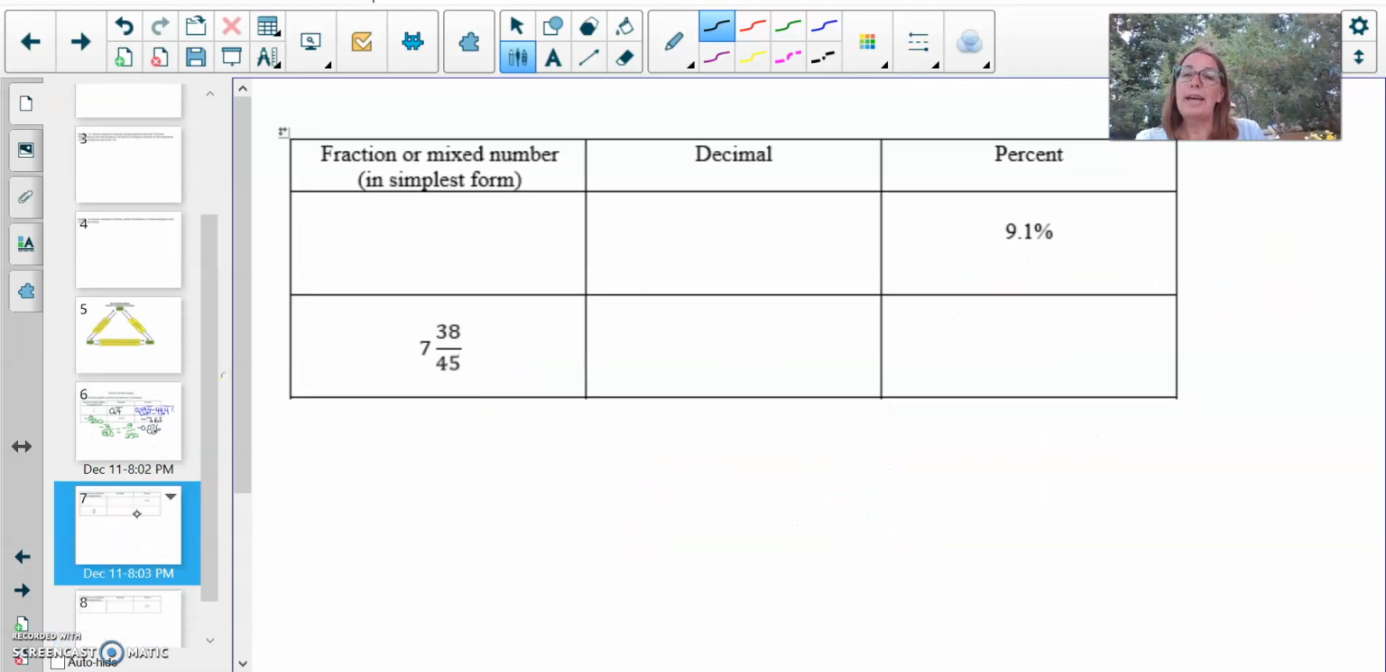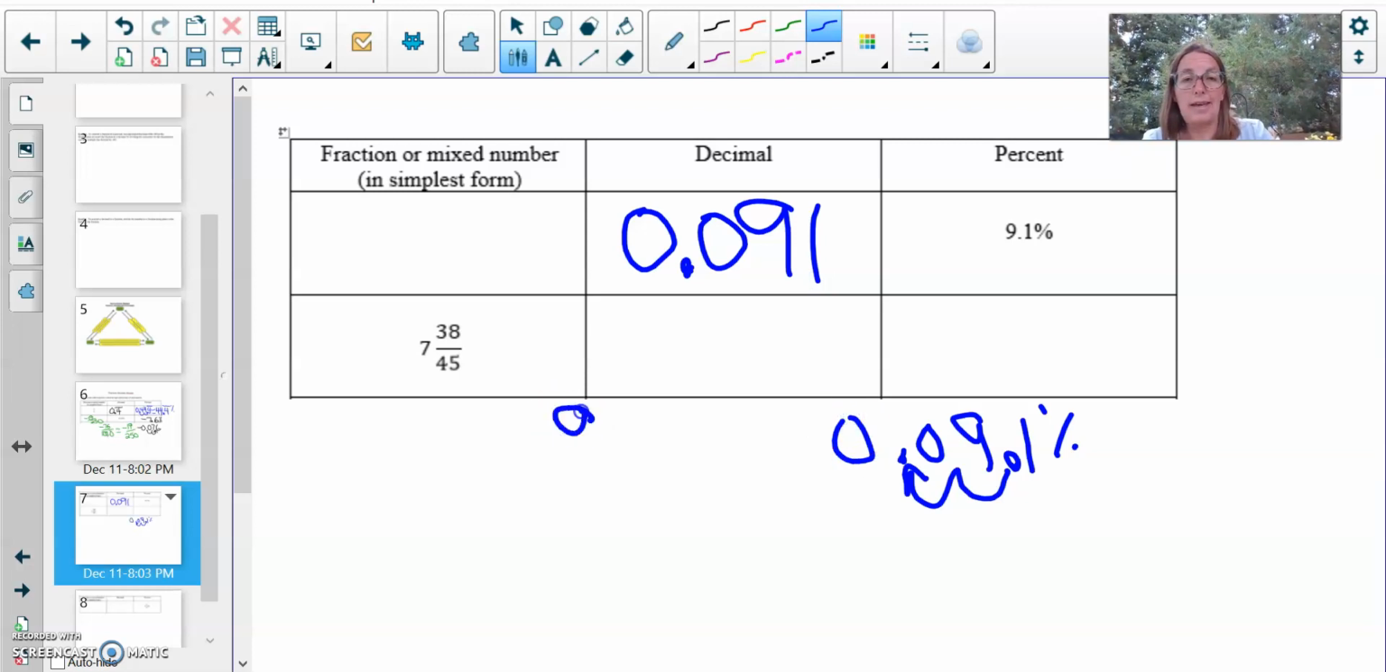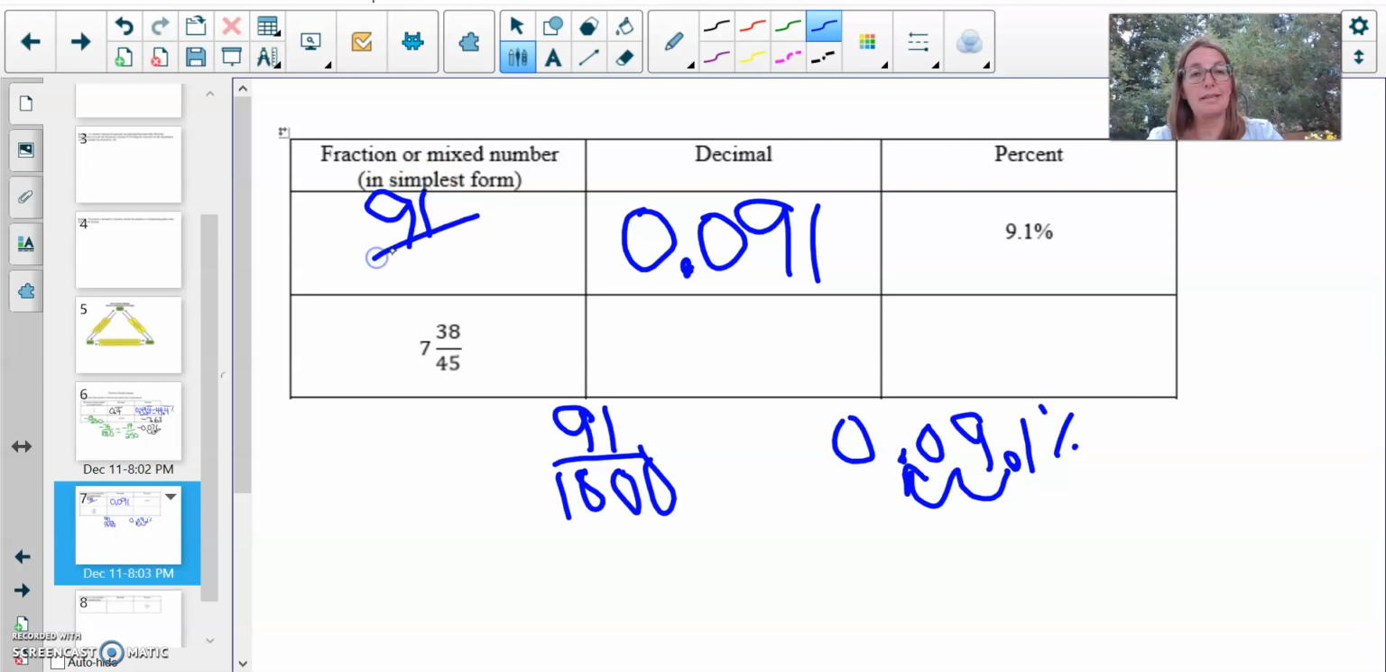Okay, now they give me the percent, 9 1/10%, and I'm converting it first to a decimal. So I'm going to now move my decimal 2 spots towards the left and put in my 0. So I get 91 thousandths. And now converting that to its fraction using place value, it's 91 over 1,000. And that does not simplify, so that is my answer, 91 over 1,000.